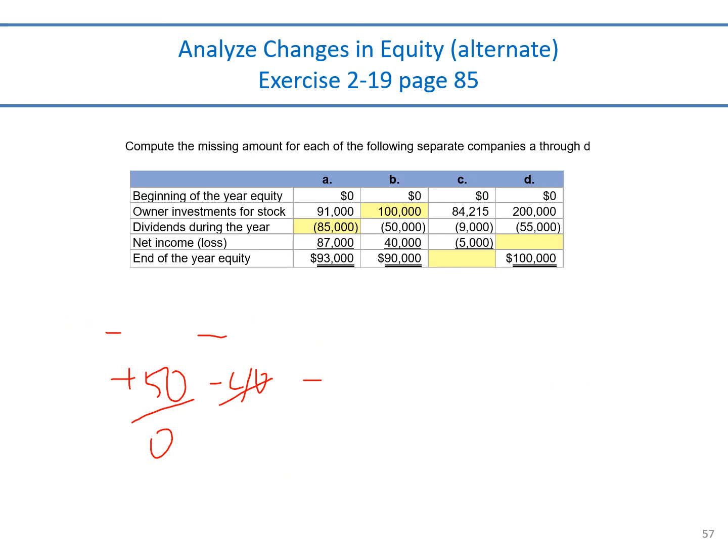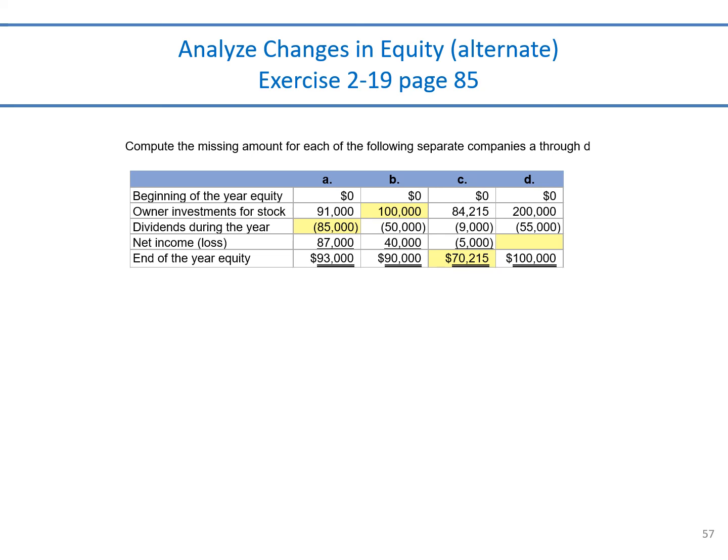Okay. And if we look at letter C, this one's easy, 84,215 less 9,000 less 5,000, right? So there's really no solving for X, you're just doing the math. So that's $70,215 of ending equity, right?